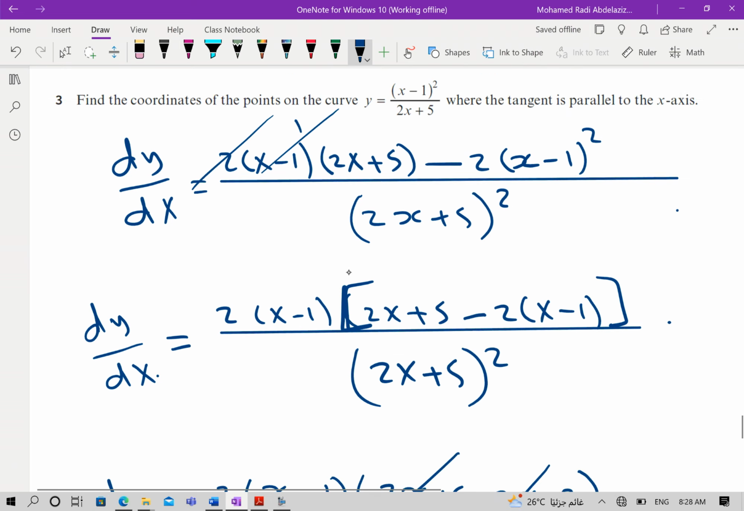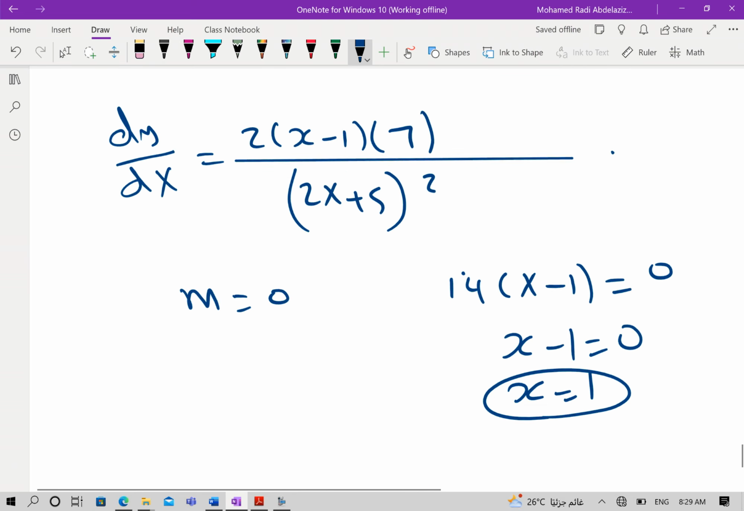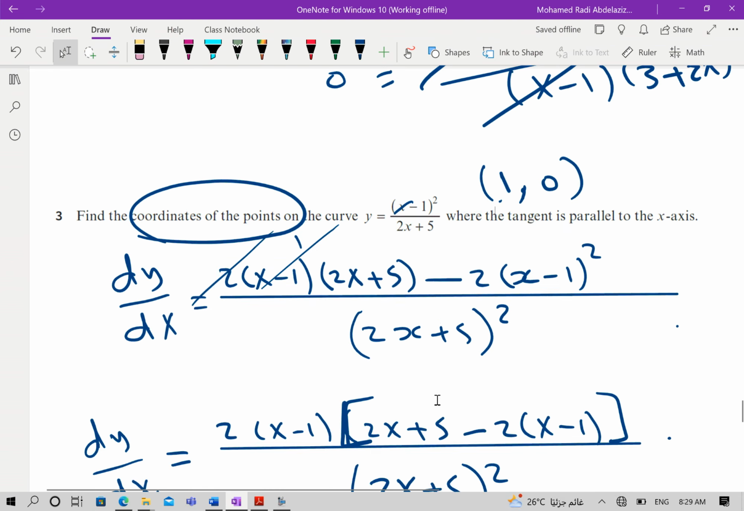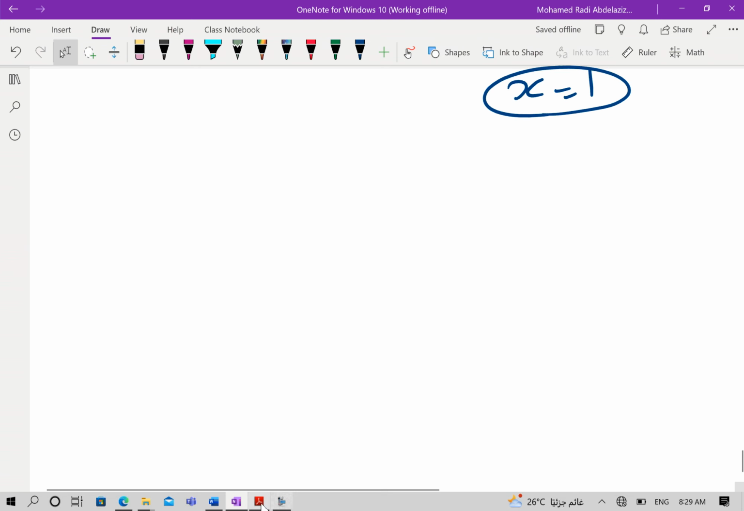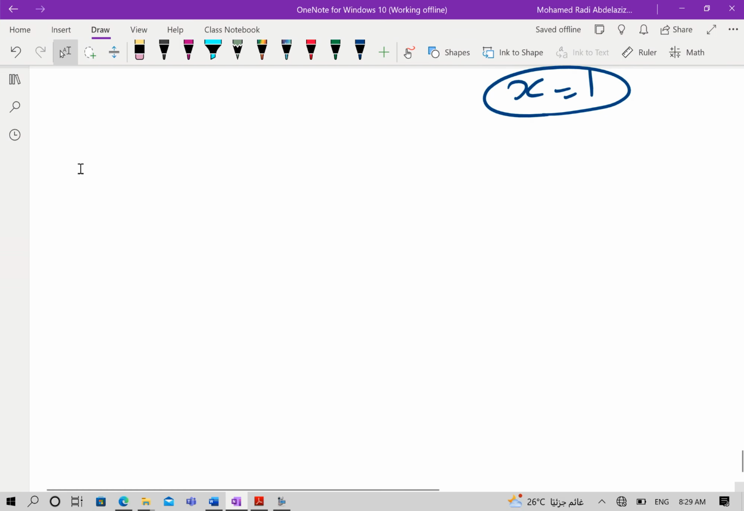Asked to get the coordinates of the points, so I need x and y. x is 1. Substitute x with 1, so 1 minus 1 is 0, so the point is (1, 0). This is the point on the curve where the tangent is parallel to the x-axis. Looking at question number 4, it is the same, but the gradient is given. Find the coordinates of the points on the curve where the gradient is equal to 1.